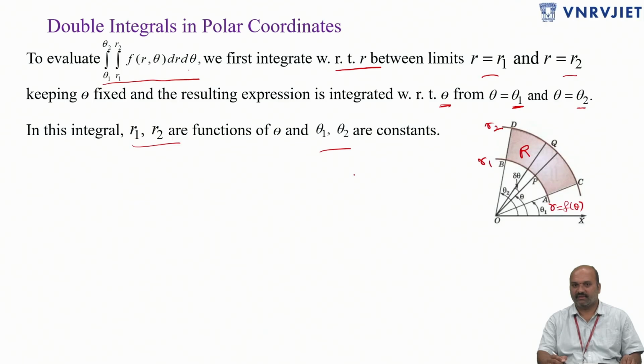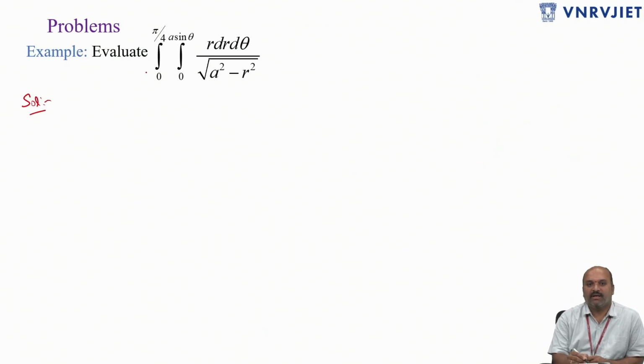Let's see a problem. Evaluate the double integral from 0 to pi by 4, integral 0 to a sin theta, r dr d theta by root over a square minus r square. Clearly the inner integral limits are functions of theta, so those are r limits, and 0 to pi by 4 is an angle, so these are theta limits.